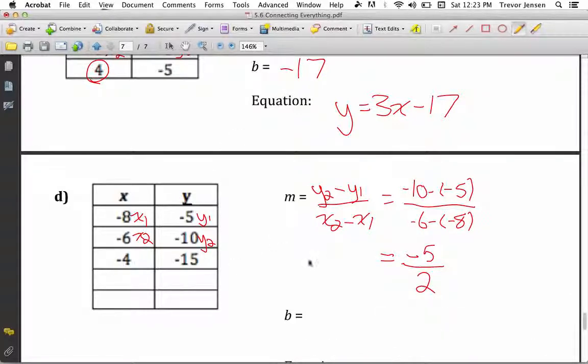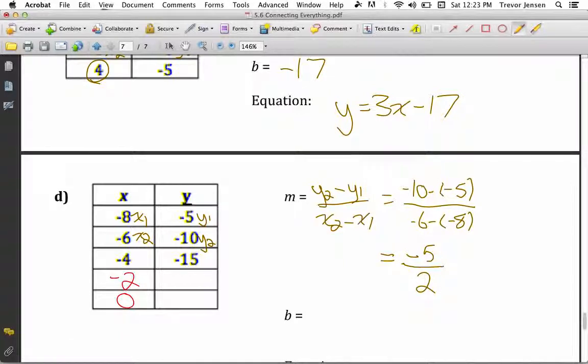So in order to complete this table of values, we're going to look at the trend in the x values. It starts at negative 8, and then it's increasing by 2 each time. So it goes from negative 8 to negative 6 to negative 4. The next value would be negative 2. The next value after that would be 0. Increases by 2 each time.